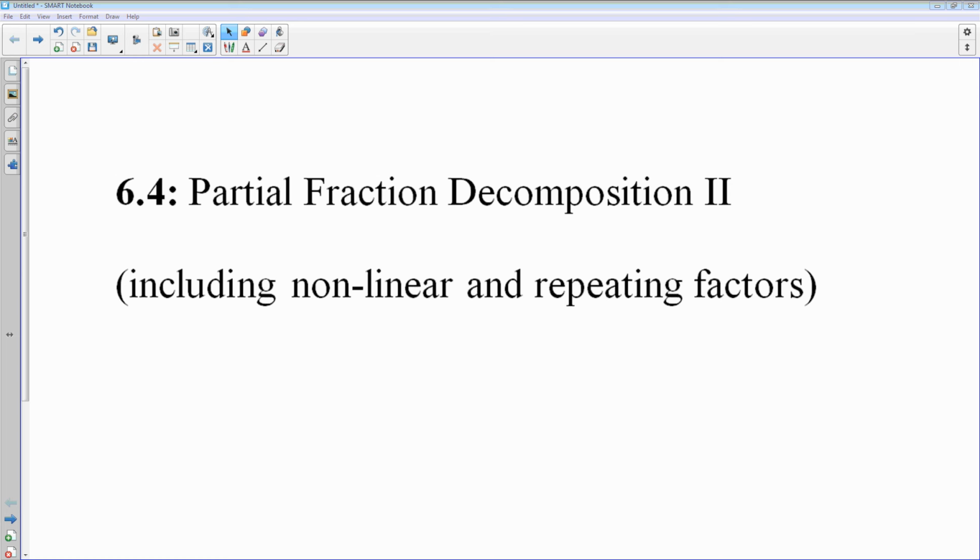Okay, continuing with the partial fraction decomposition, we're going to ramp up the difficulty here with these examples. The first ones we looked at had linear factors. These are nonlinear and/or repeating factors.